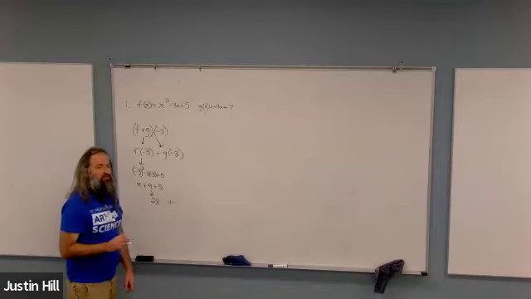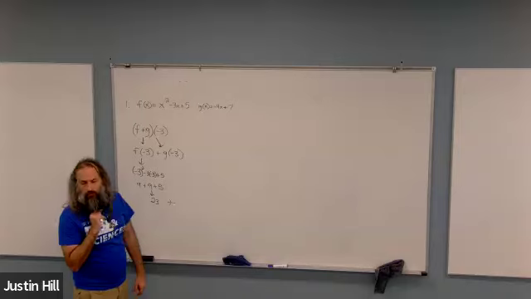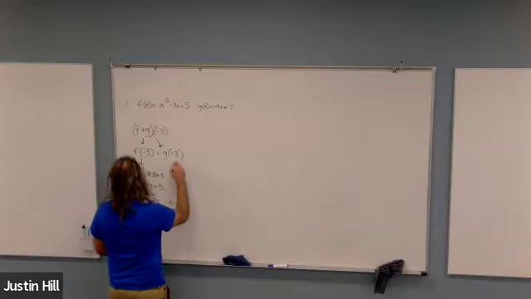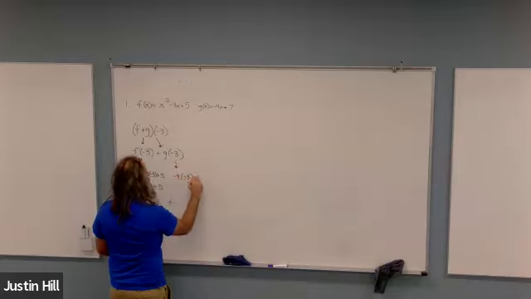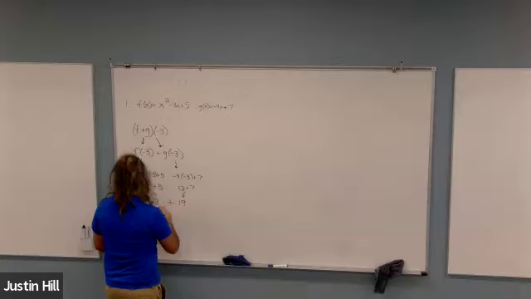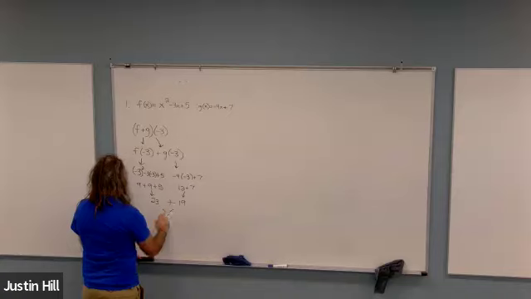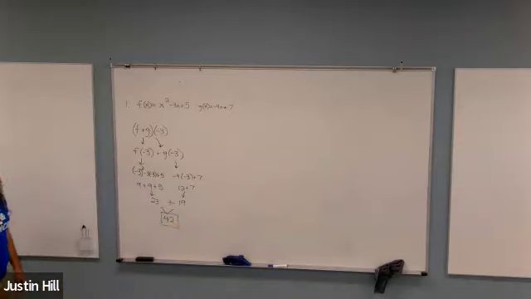What did you guys get from g of -3? 4 times -3 is 12, plus 7, which is 19. And that was 23 plus 19. So f plus g of -3 is 42.